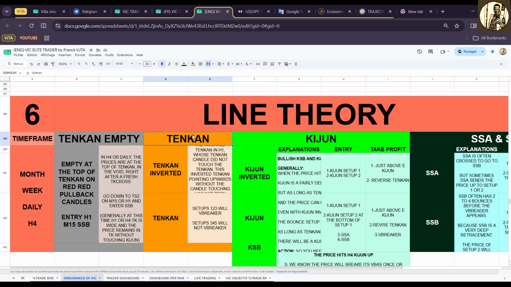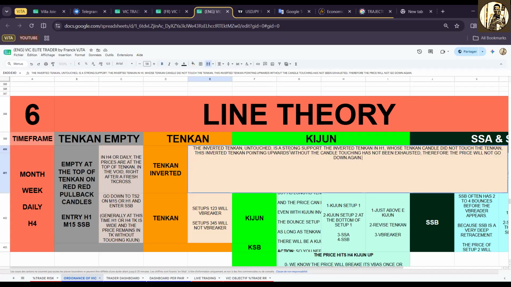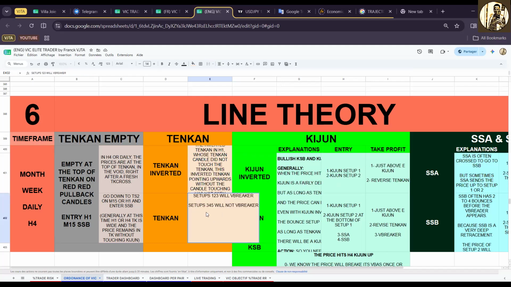Now let us look at the Tenkan line. The Tenkan inverted, on touch, is a strong support. The inverted Tenkan in H1 that the candle did not touch, pointing toward the upside, has not been exhausted. Therefore, the price will not go down again and it will serve as a good support. Let me talk to you about this one. This is something that I see about the Tenkan line when Tenkan is inverted.